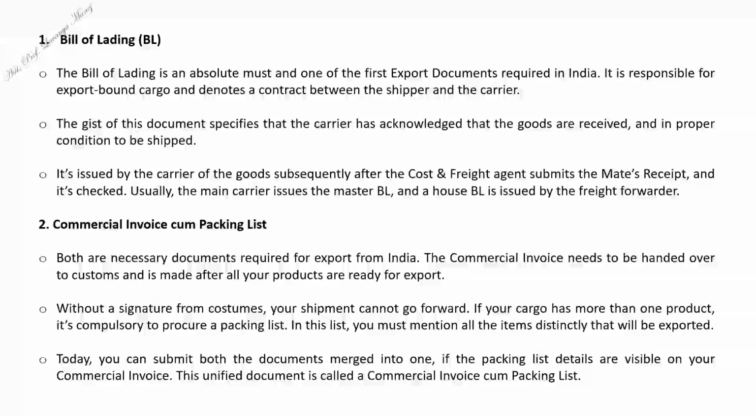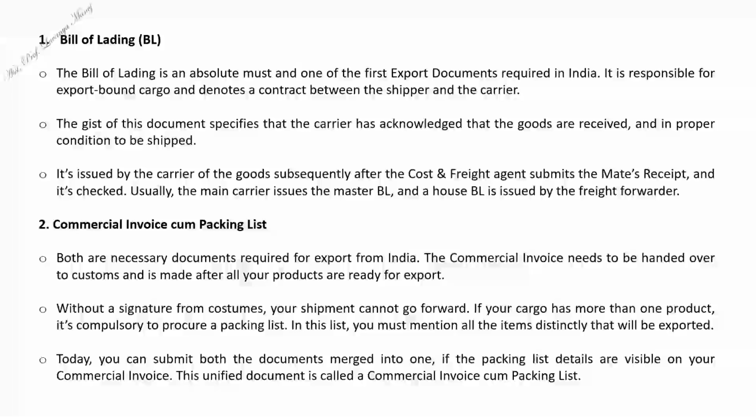Commercial invoice needs to be handed over to customs and is made after all your products are ready for export. So without a signature from customs, your shipment cannot go forward. Sorry, that's not costumes, it's customs, sorry. If your cargo has more than one product, it's compulsory to procure a packing list. In this list, you must mention all the items distinctly that will be exported. And you can submit both the documents merged into one if the packing list details are visible on your commercial invoice. And this unified document is called the commercial invoice cum packing list.